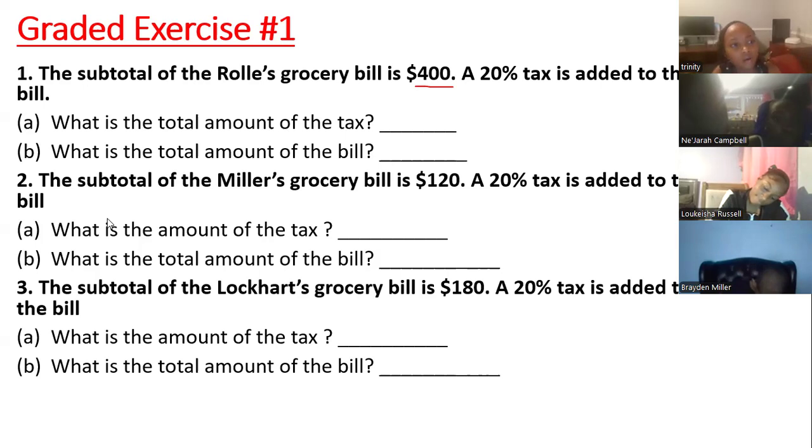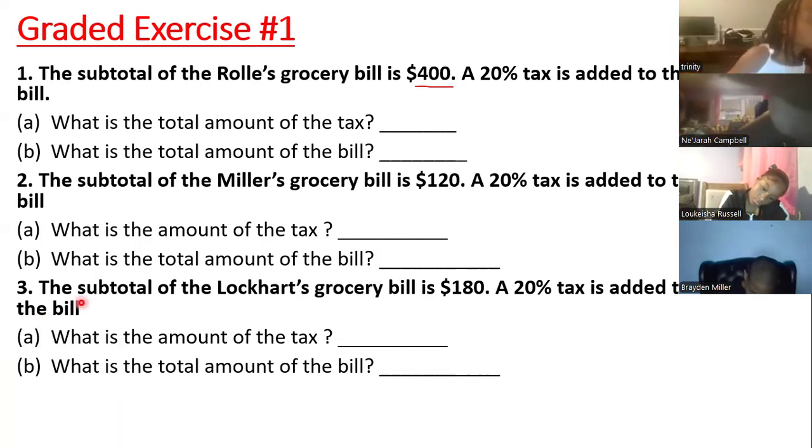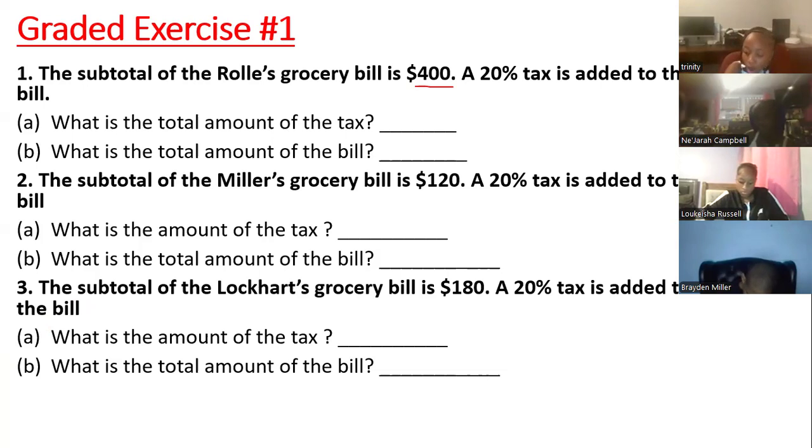Okay, what's the percentage on the tax, Allura? What's the percentage of the tax? 20%. Very good. So it's going to be 20% of what? I'm on number 5, Mr. Petit. Okay, good. 20% of what?